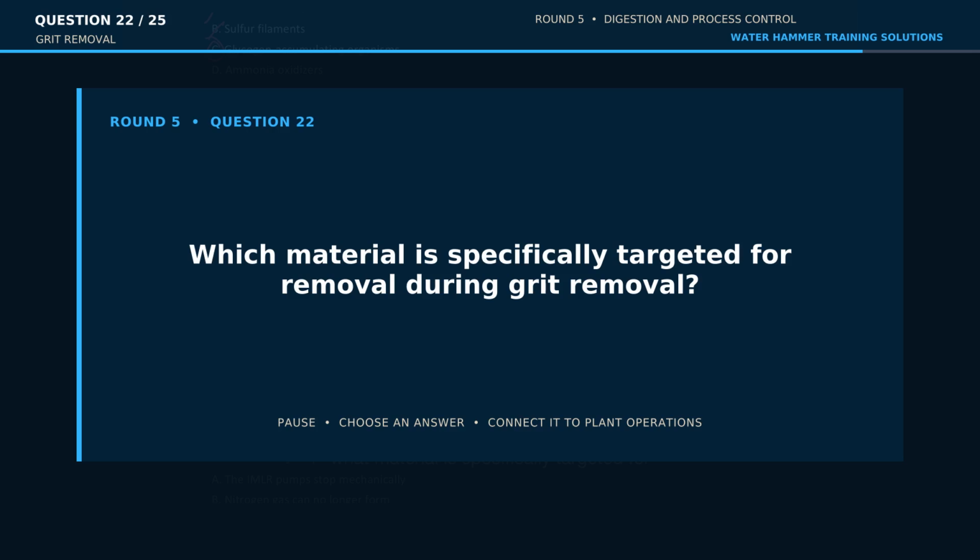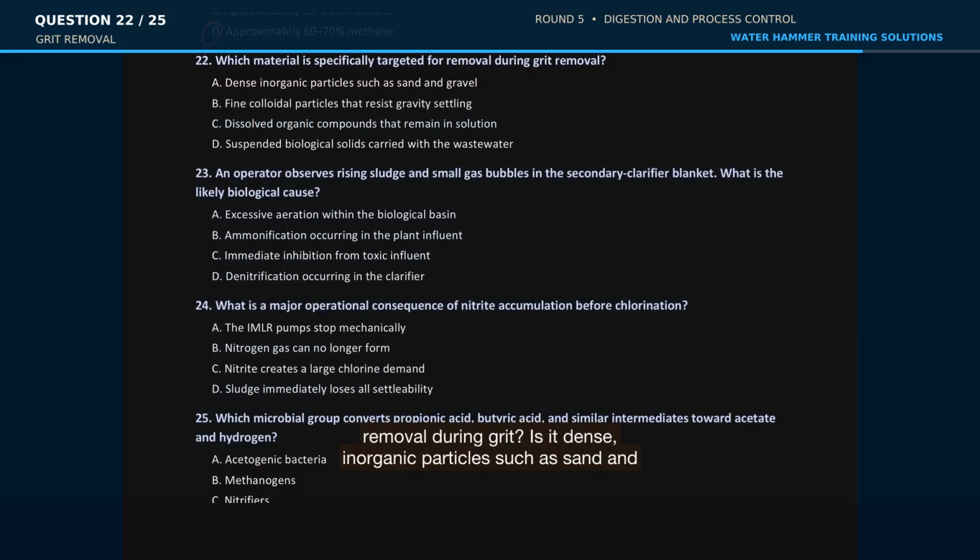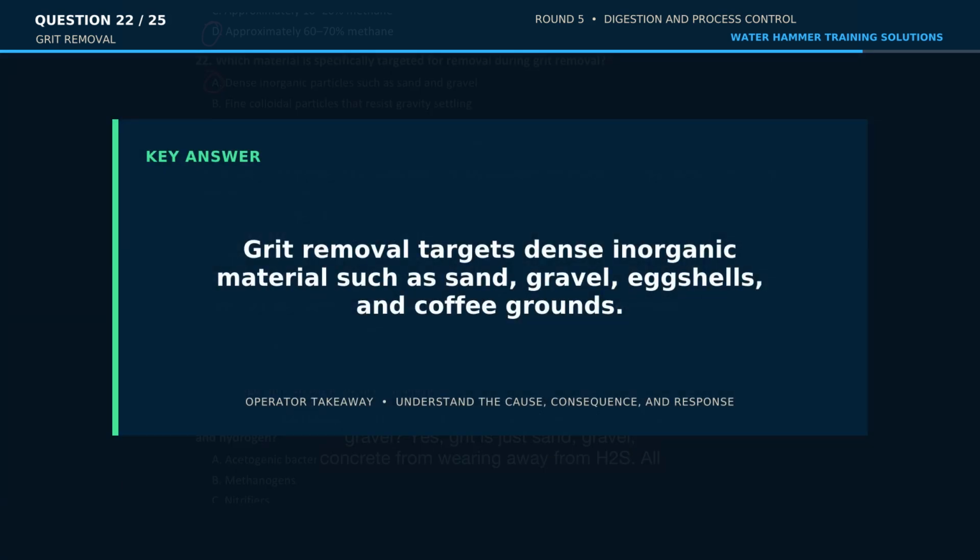All right, next, what material is specifically targeted for removal during grit removal? Is it dense inorganic particles such as sand and gravel? Yes, grit is just sand, gravel, concrete from wearing away from H2S.